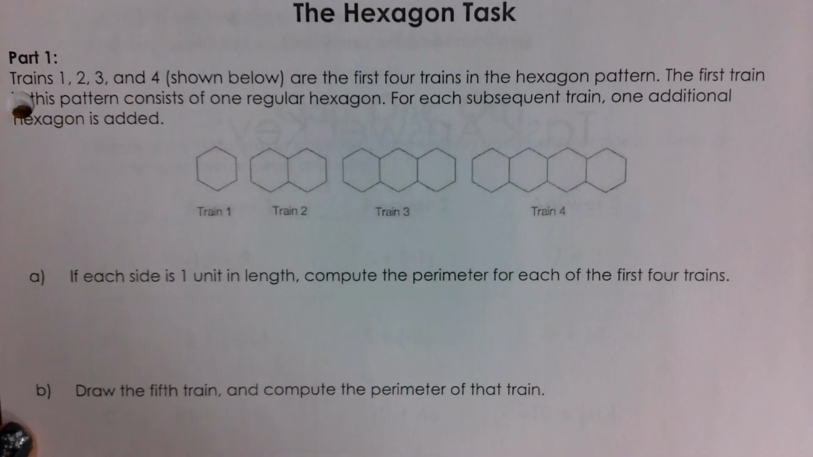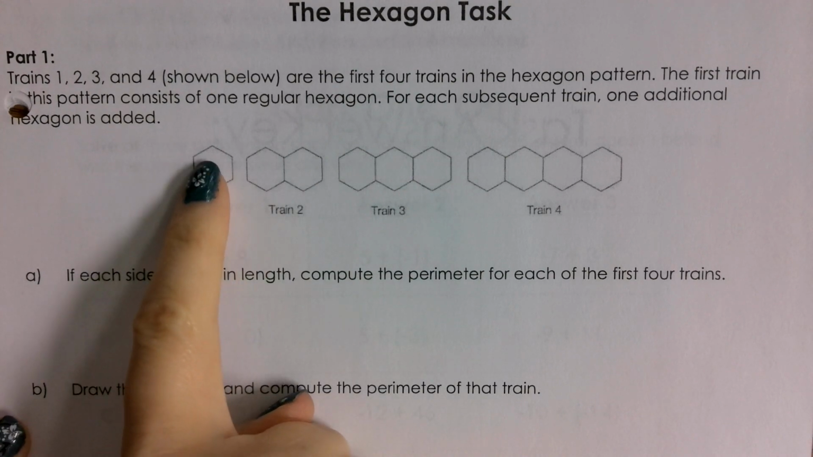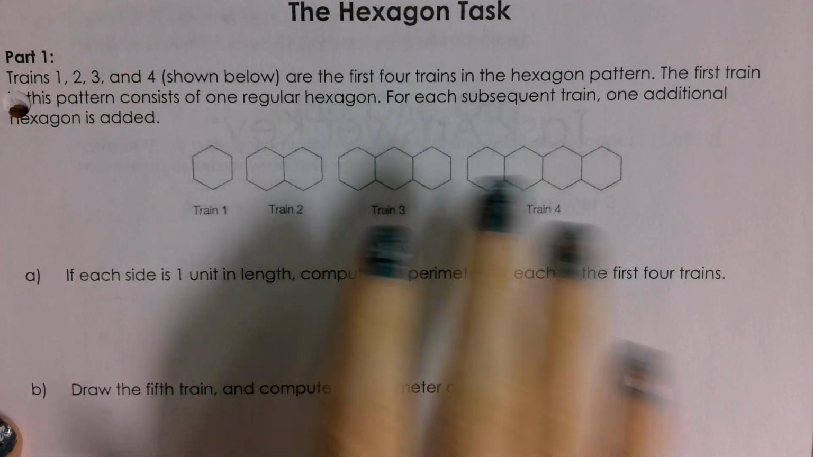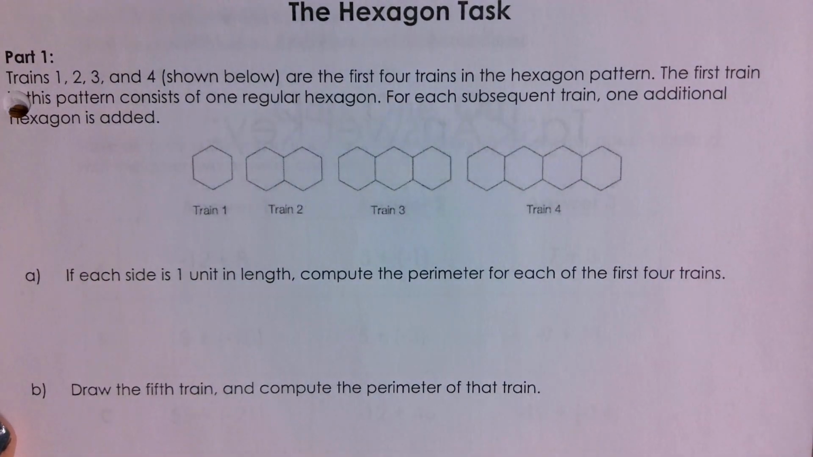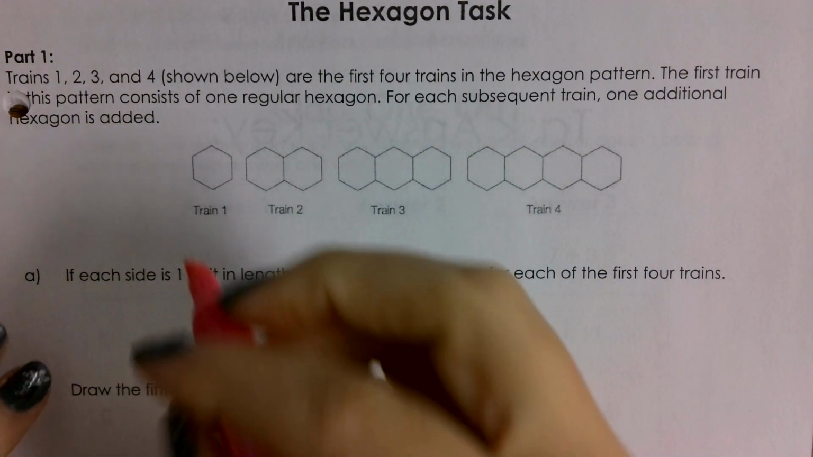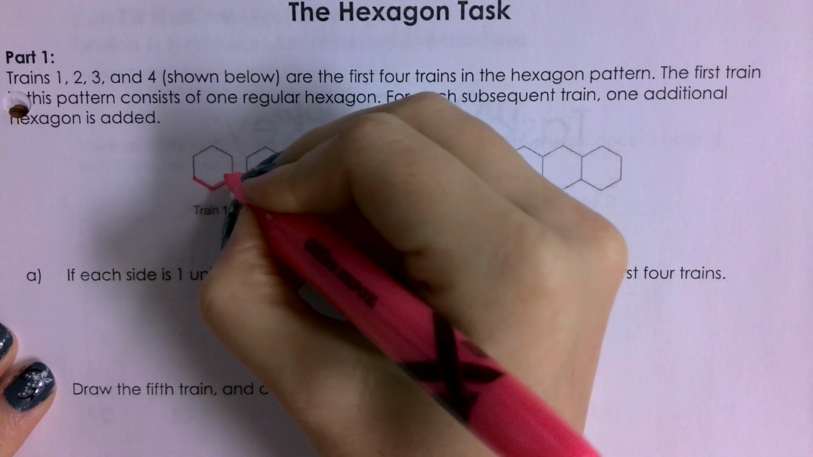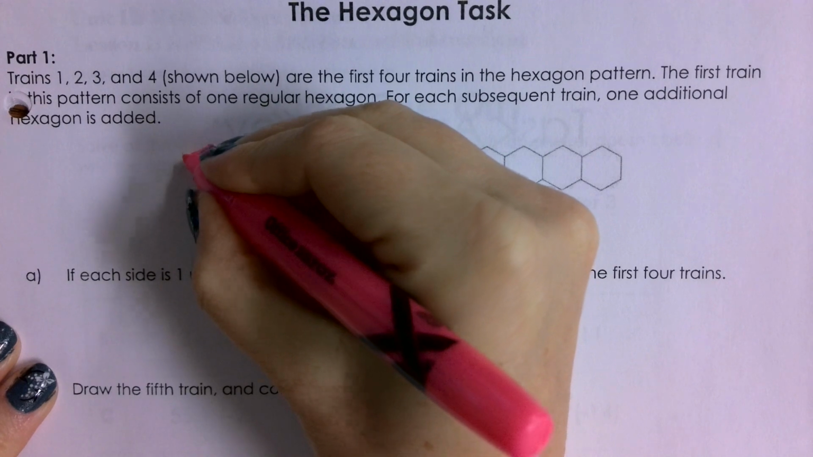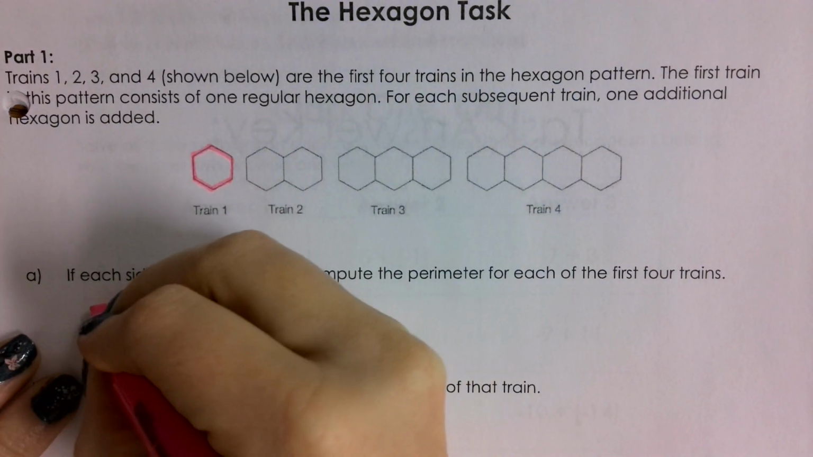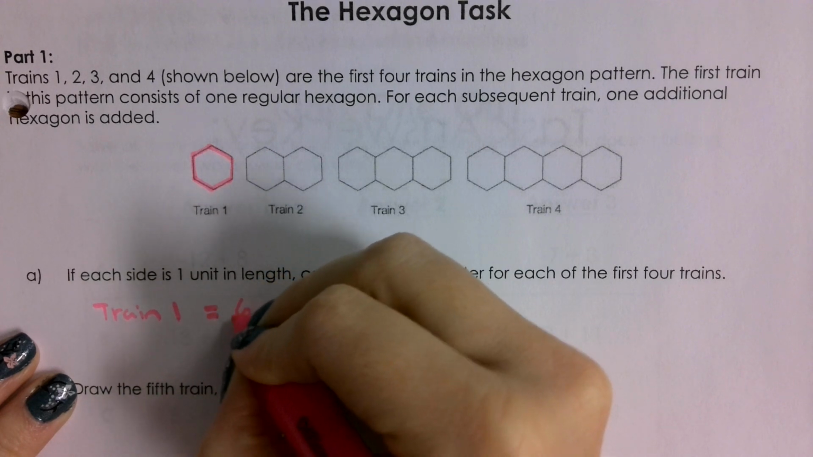So as I stated before, when you're looking through these, each one of these is going to represent just one single unit, and then you're going to identify the perimeter. So what we said before is that if we want the perimeter of train 1, we add all the sides together on the outside of the shape. So for train 1, it's going to equal a perimeter of 6.